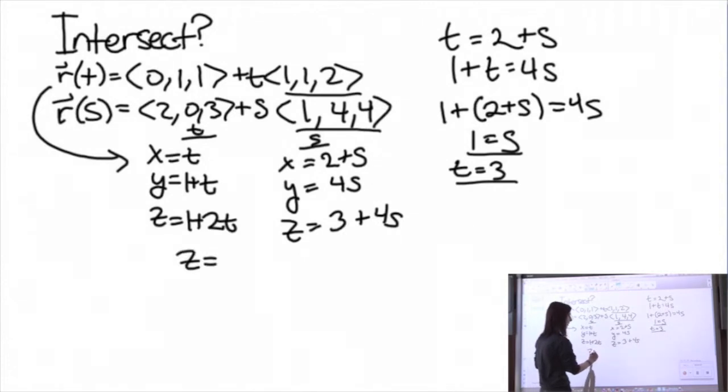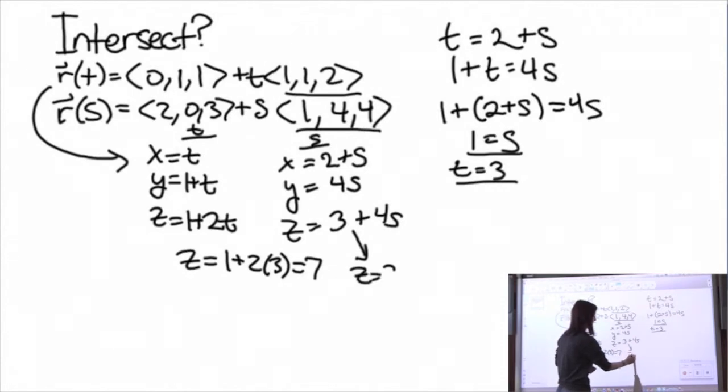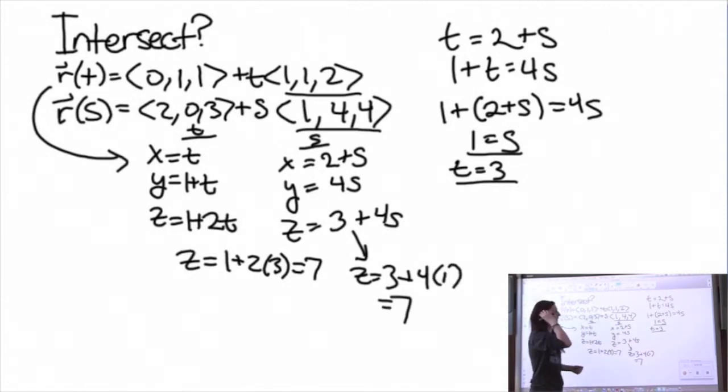So, z equals 1 plus 2 times 3, which equals 7, right? For that one. And for this one, we have z equals 3 plus 4 times 1, which equals 7. So that means that these are intersecting, since they end up with the same value after setting the x and y as equal. That is always the process you should go through. And if you plug all this in, you should get an intersection point with 7 for the z, right?